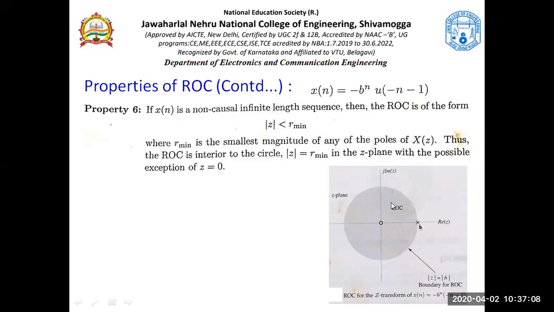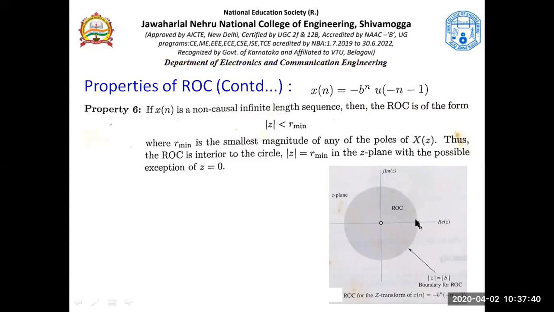If the unit circle is within the ROC, then it means that the linear time invariant system is also stable. So for an LTI stable system, LTI meaning linear time invariant, the ROC of such a system consists of the unit circle.